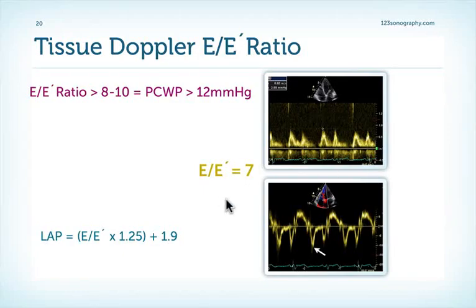One other thing you can do if you really want to get a value for the filling pressure, you can use this formula. You can also abbreviate this formula by calculating the E to E prime and then adding somewhere in the range of 4 to 5 to this value. Then you get the absolute filling pressure, an approximation at least of it. So in this case, it would be somewhere between 11 and 12, which is still normal.